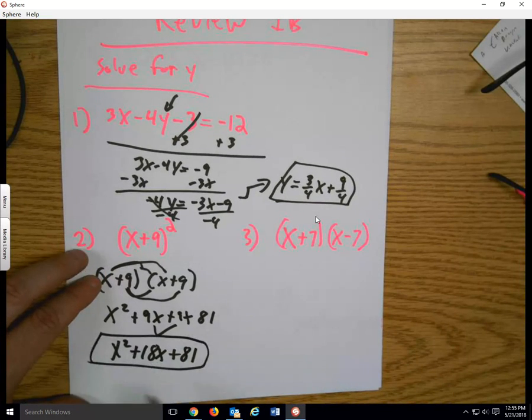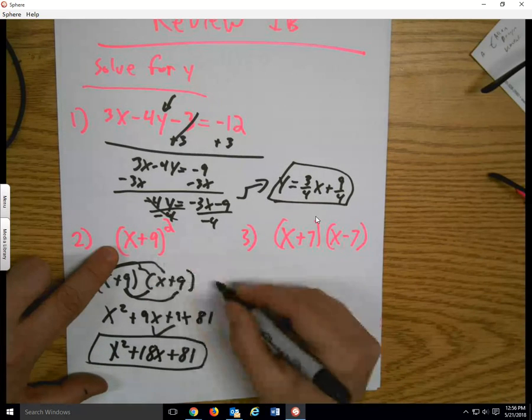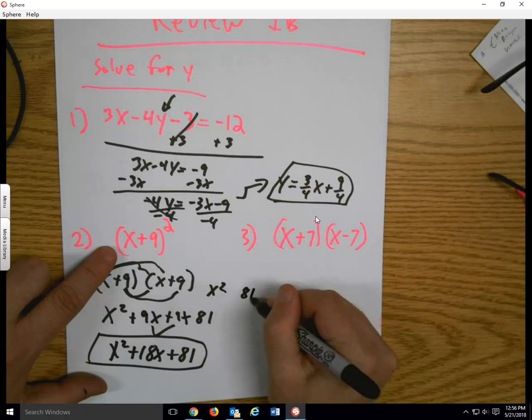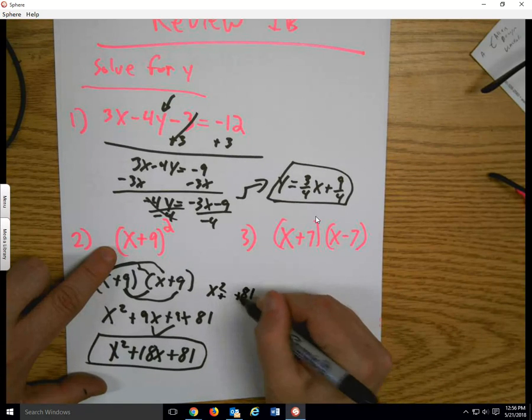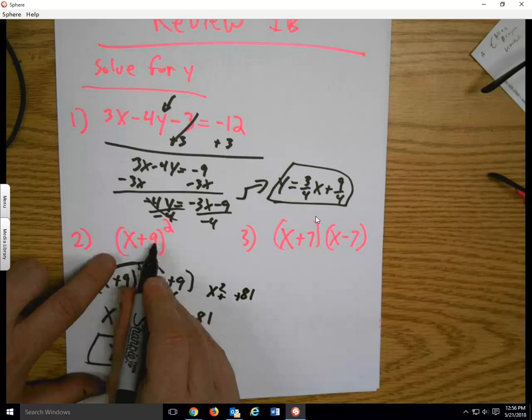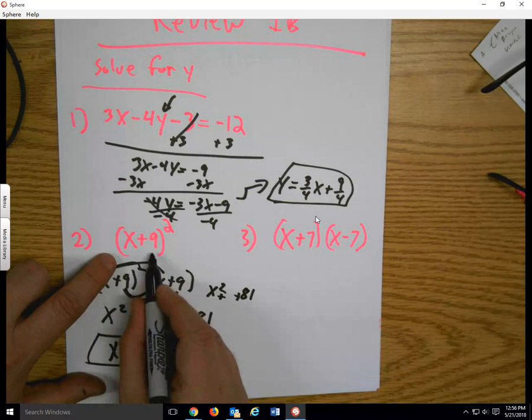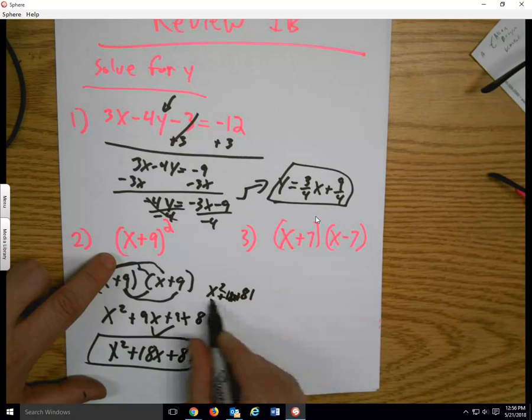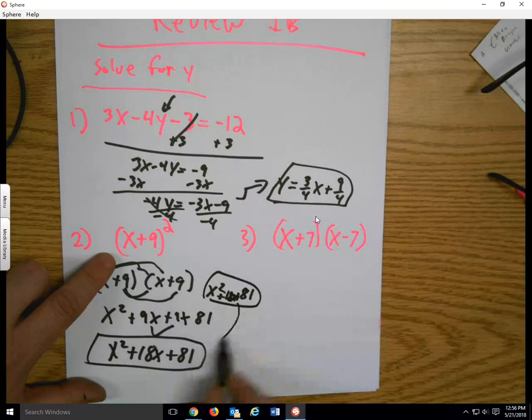The special product shortcut is that you square the first, you square the second, and what goes in between those is you multiply the first term times the second times 2. X times 9 is 9x. 9x times 2 is 18x. You get the same answer either way.